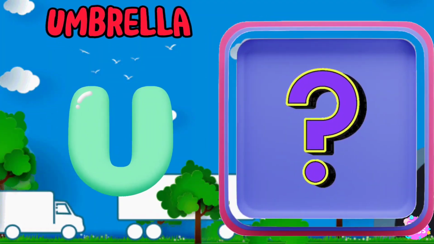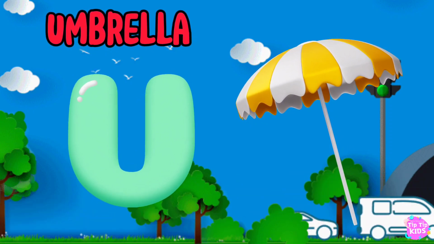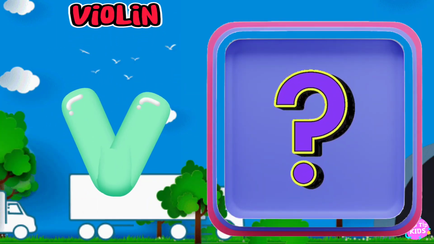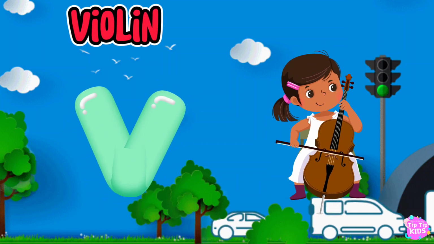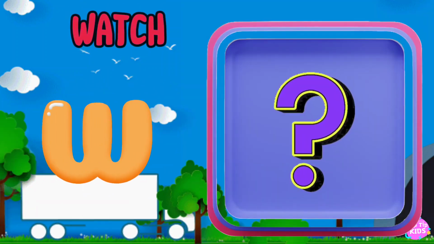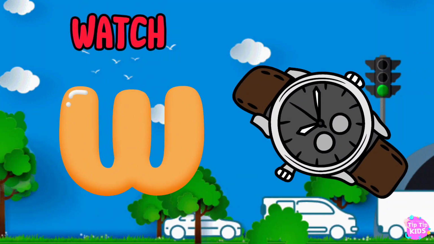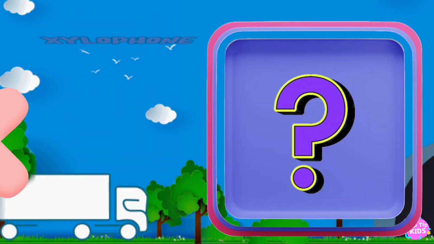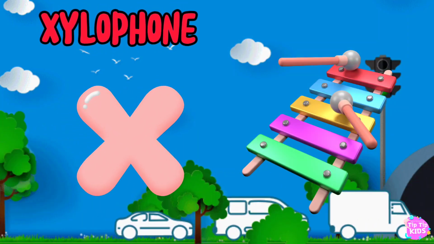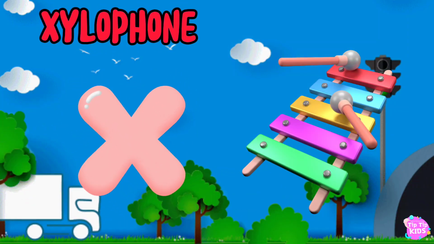U is for umbrella, umbrella. V is for violin, violin. W is for watch, watch. X is for xylophone, xylophone.